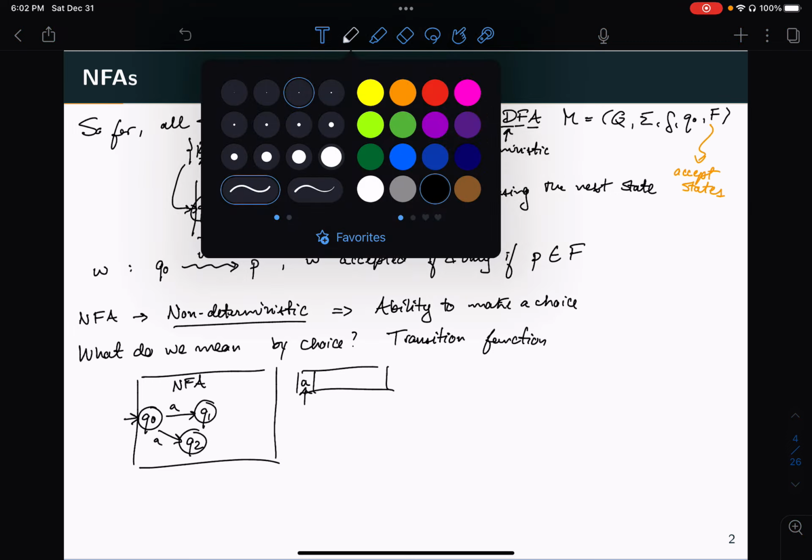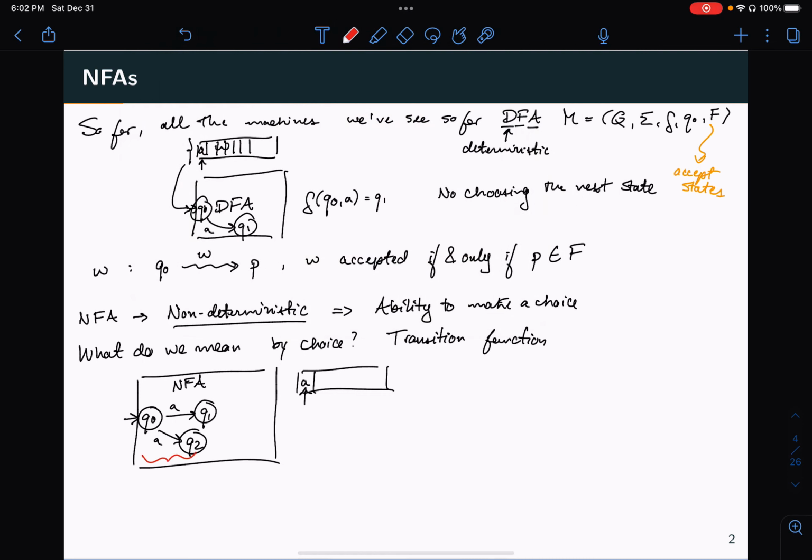So automatically here, you create a choice. So a choice is created, okay? Meaning that now your NFA has to choose when it reads this A, does it go to Q1 or does it go to Q2? Okay, that's what we mean by making a choice.